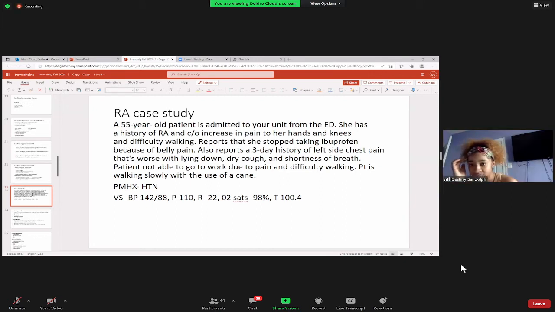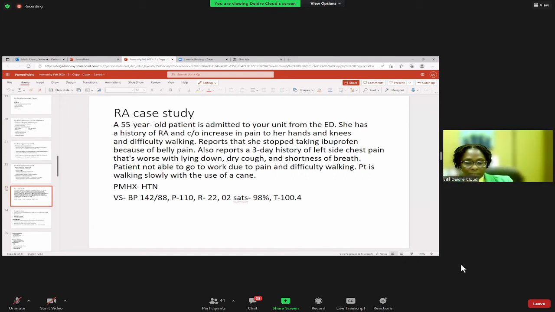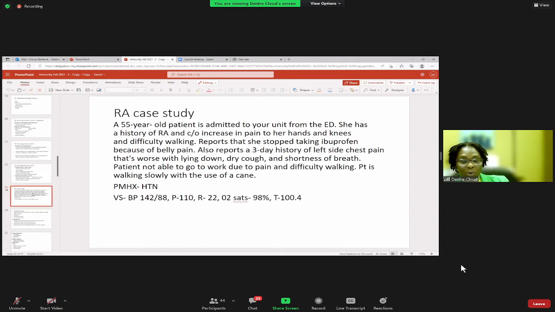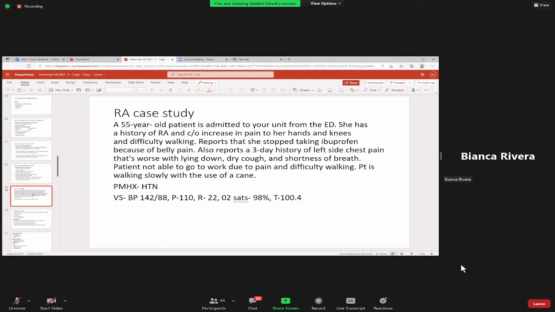What information can you gather to help you determine the significance of the cues? Since she has rheumatoid arthritis, she has a higher risk of coronary artery disease, so this could be something similar to that effect. Very good. So what sets of cues are most concerning? The left-sided chest pain that gets worse when she lays down, the cough and shortness of breath. Very good.